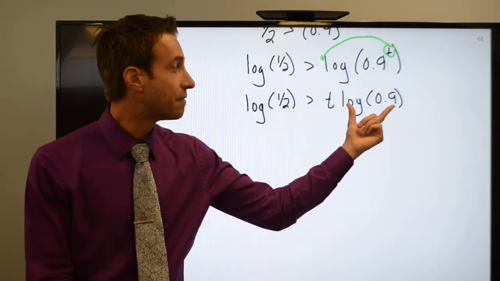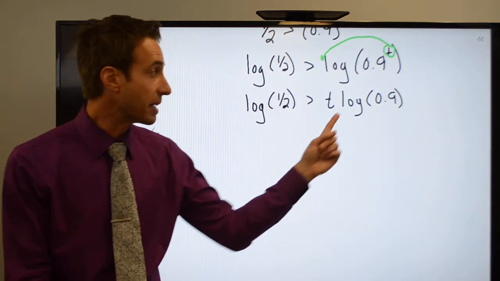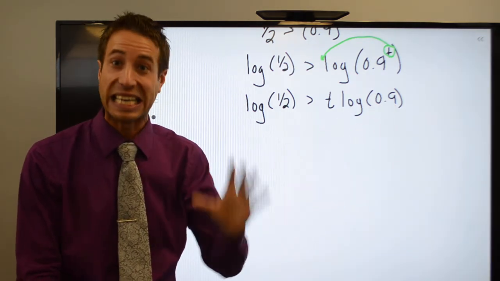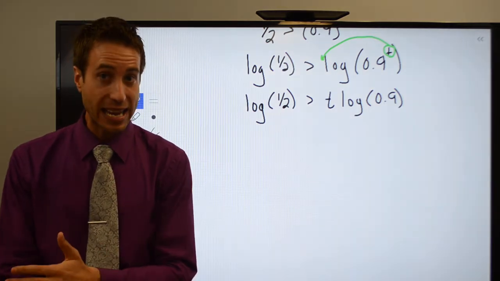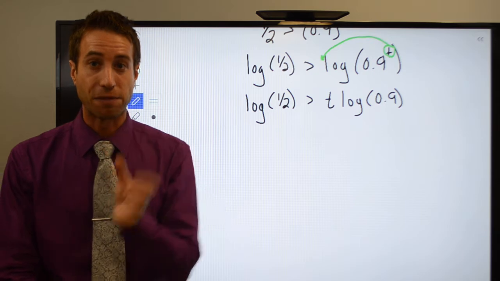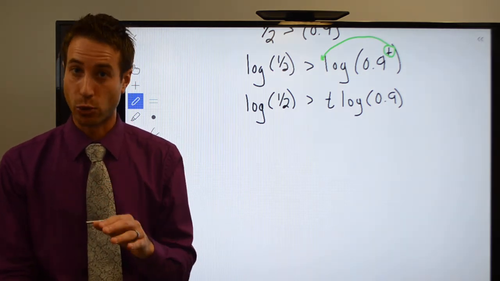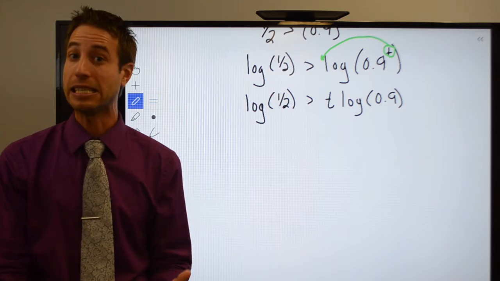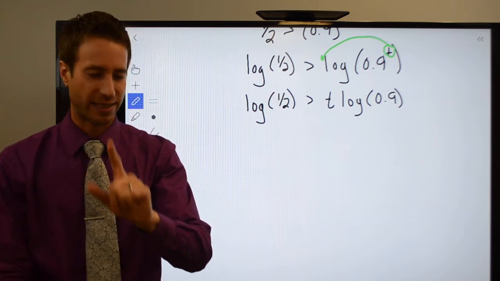So when I divide log of 0.9 to the other side, because log 0.9 is a negative number, I am dividing by a negative number, and I have to flip my inequality. Please be very, very careful of these problems on quizzes or tests. It's easy to forget. Well, actually, we'll talk about this in just a second.